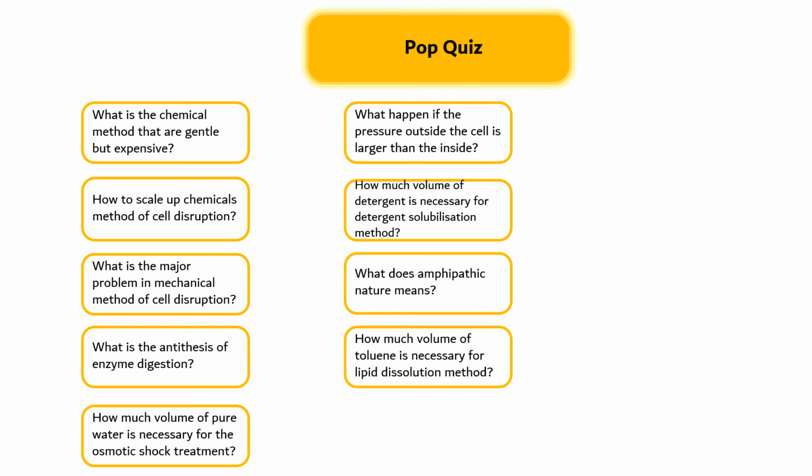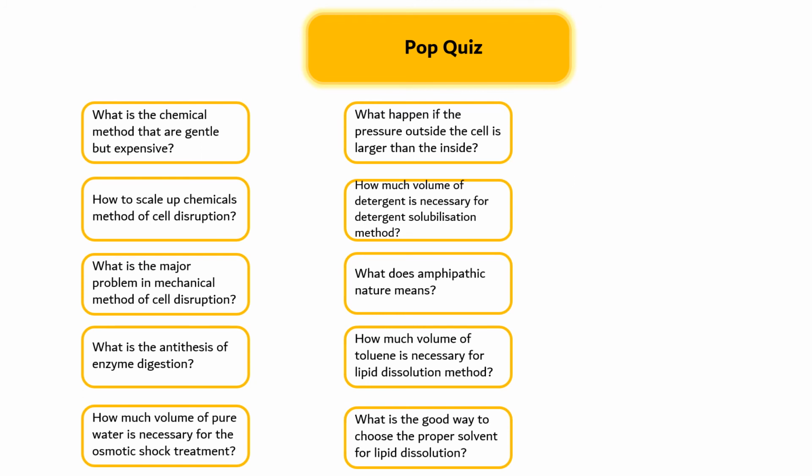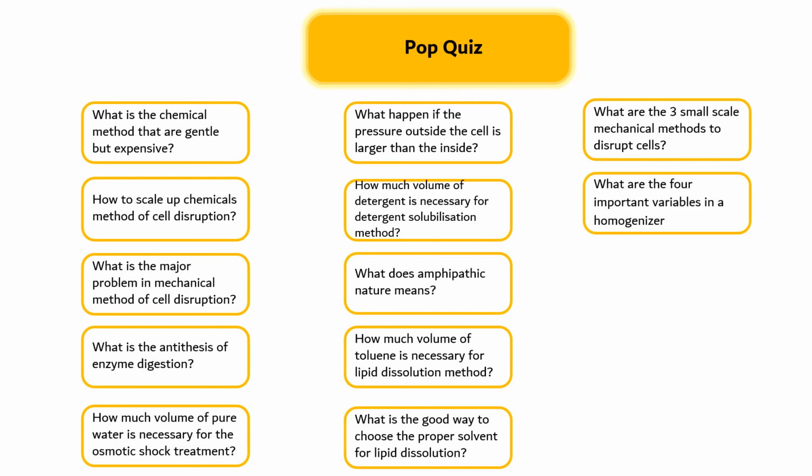How much volume of toluene is necessary for lipid dissolution method? What is the good way to choose proper solvent for lipid dissolution? What are the 3 small-scale mechanical methods to disrupt cells? What are the 4 important variables in a homogenizer? How to correlate measured time constant with other variables?